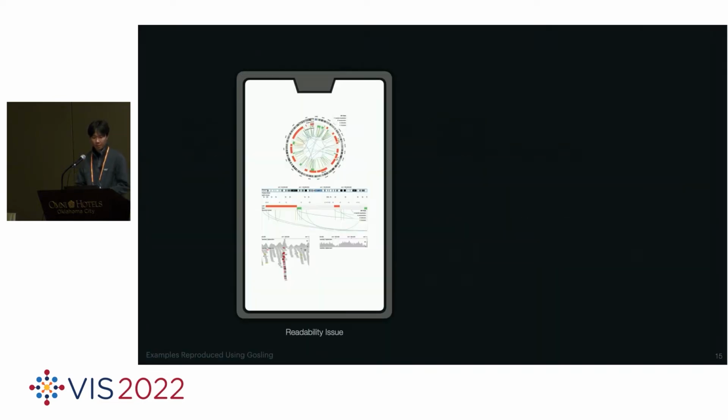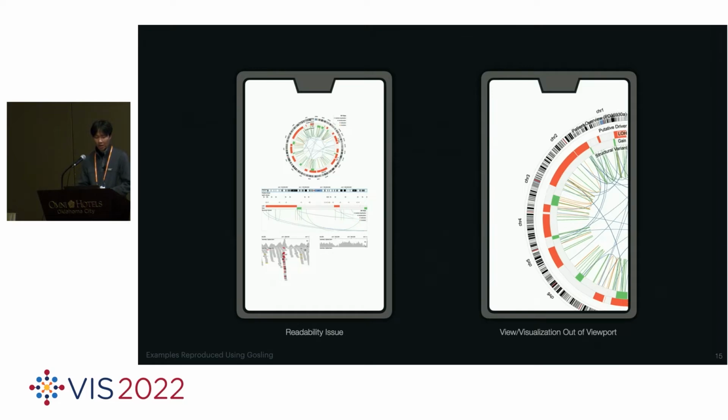A typical example is readability issues, where the visualization becomes too small to interpret. And another typical example is out of viewport issues, where the visualization becomes impossible to see at once. This makes users constantly scroll the page, reducing the effectiveness of the visualization.